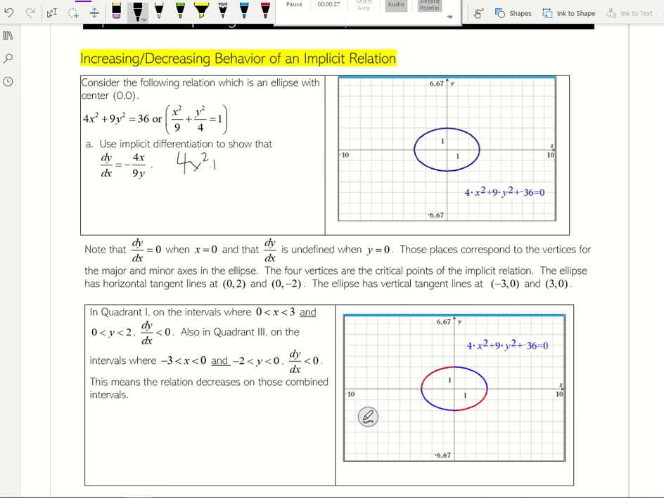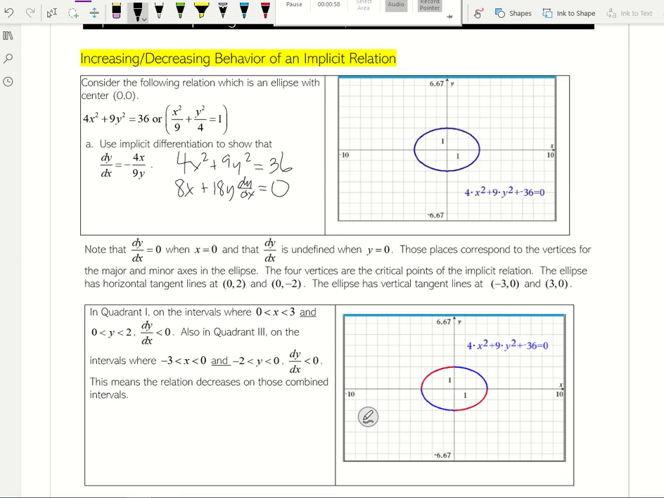So if we start with 4x squared plus 9y squared equals 36, and you differentiate with respect to x, that's where you have that extra dy/dx put in when you do that, right? So the derivative of 4x squared is 8x, yes? The derivative of 9y squared is 18y dy/dx, and then of course the derivative of 36 is 0.